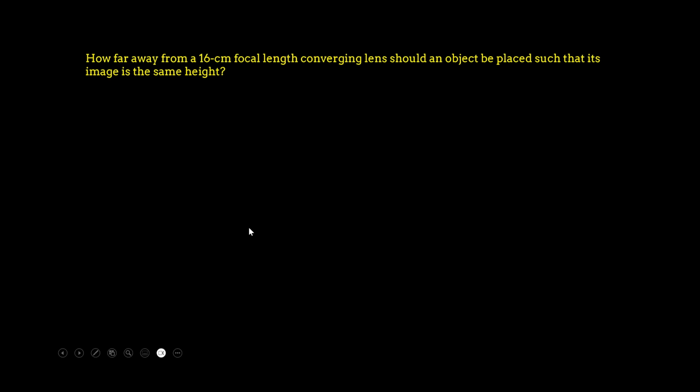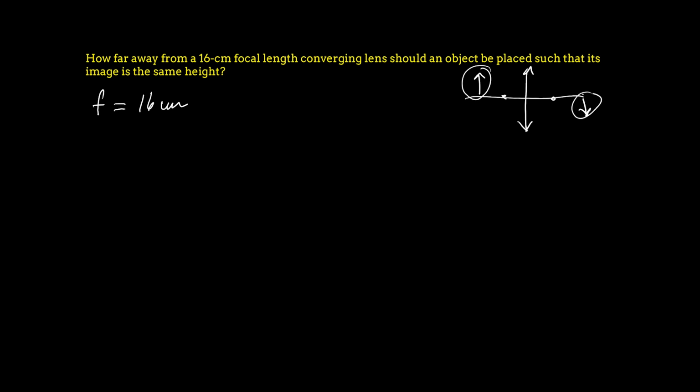So the question is, how far away from a 16 centimeter focal length converging lens should an object be placed such that its image has the same height? Okay. So the image will have to be real, but we want them to be the same height as the object.